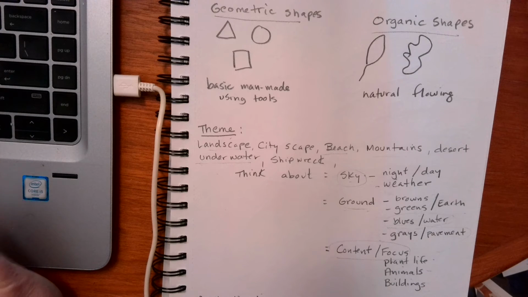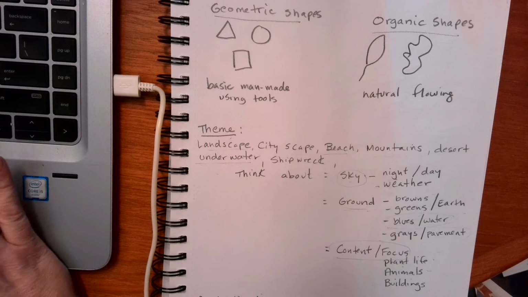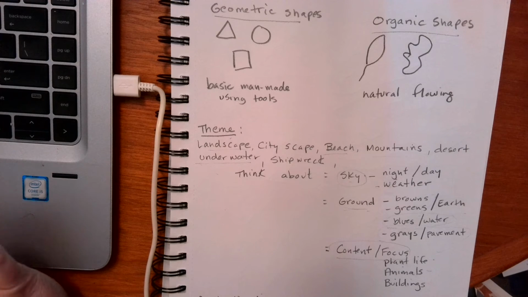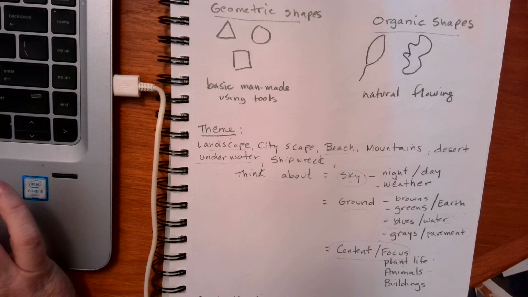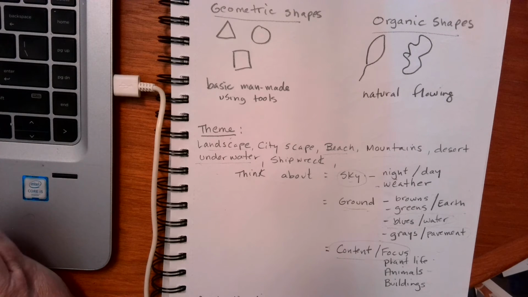But what I needed students to do today was to think about how they will depict sky, whether it will be night or day, whether there will be an impact for weather, what the ground would be. Would you be choosing colors like greens and browns to represent earth or blues to represent water? Maybe you'd be representing grays using some pavement, and thinking about the content of what your landscape, seascape, cityscape will be, whether the focus will be plant life, animals, or buildings.